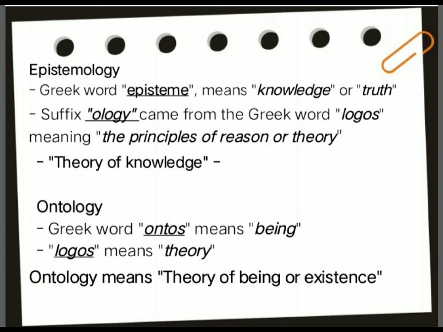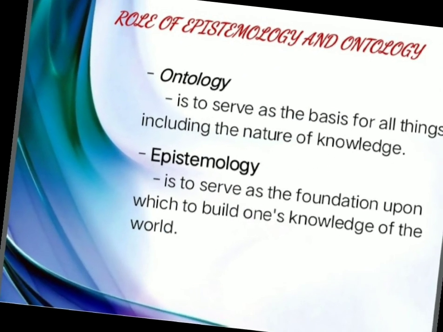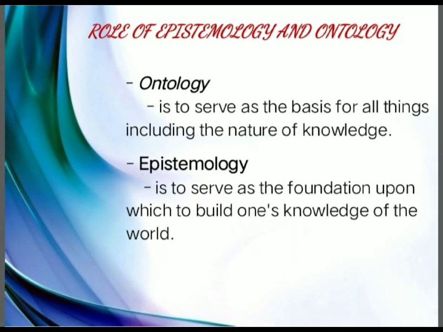And the term ontology comes from the Greek words ontos, meaning being, and logos, meaning theory. Being is the extended term with the concept of existence subsumed under it. Together, the word ontology is formed to mean theory of being or existence. The role of ontology is to serve as the basis for all things, including the nature of knowledge. And the role of epistemology is to serve as the formulation upon which to build one's knowledge of the world.